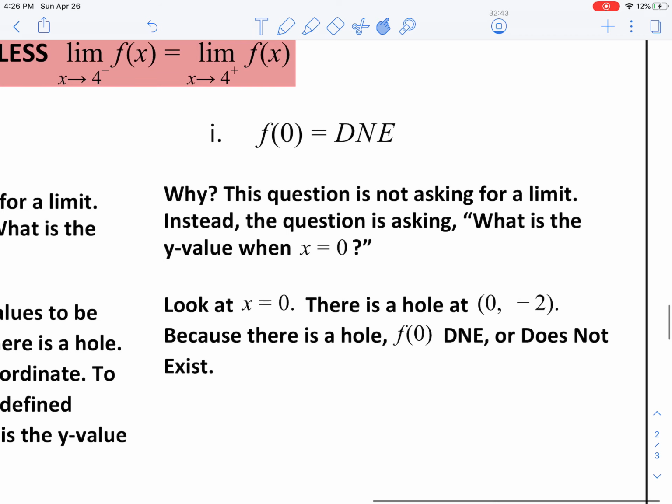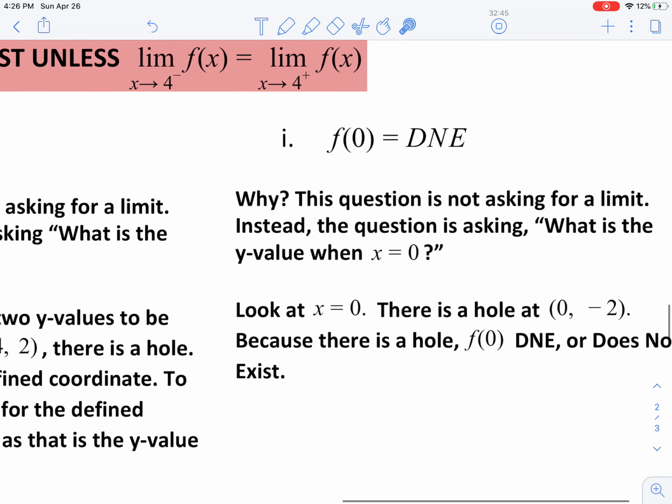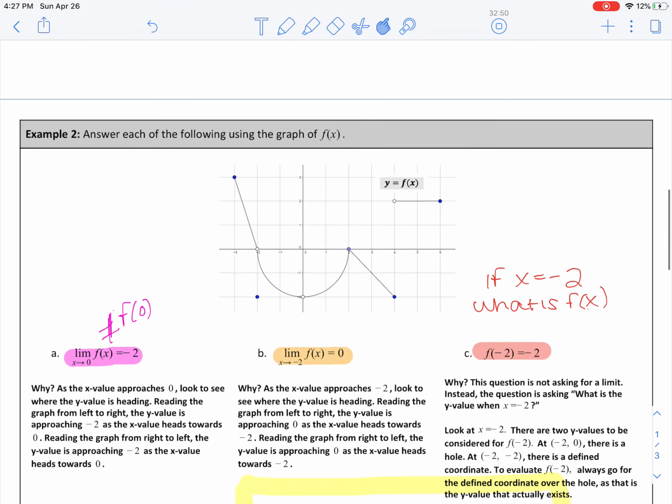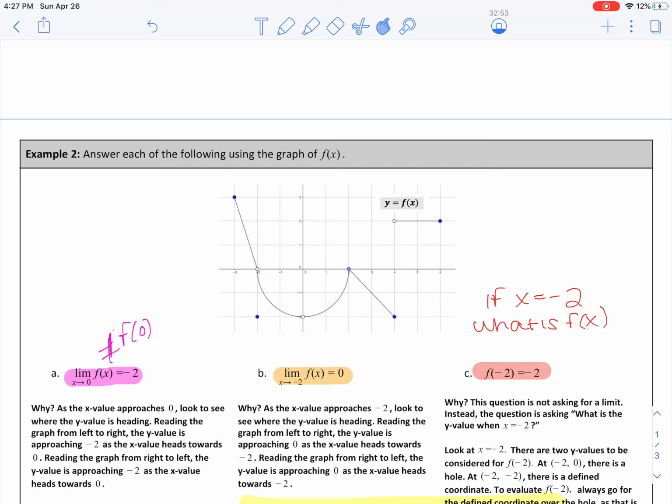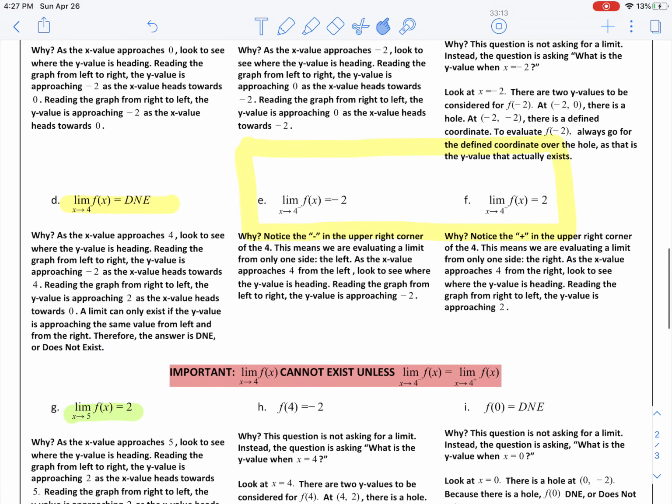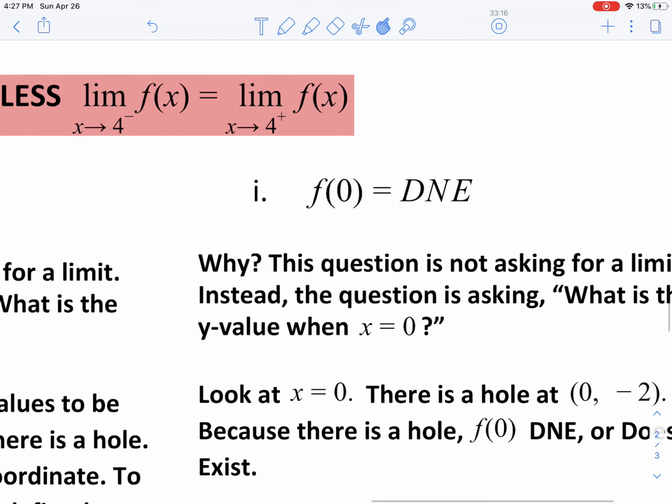All right, the last one here, we're claiming that f of 0 does not exist. So let's go ahead and check out our graph. Check out our function at x equals 0 right here. If I read down to my graph, I'm seeing that there is in fact a hole, and nowhere above or below am I shown that that hole is filled in elsewhere. Okay, so because there is a hole and it's not filled in anywhere else, we can say that f of 0 does not exist.